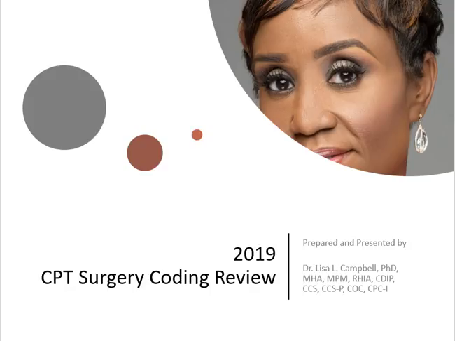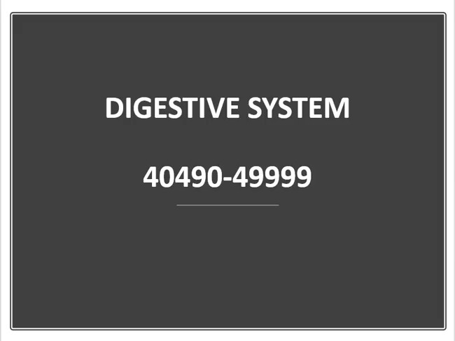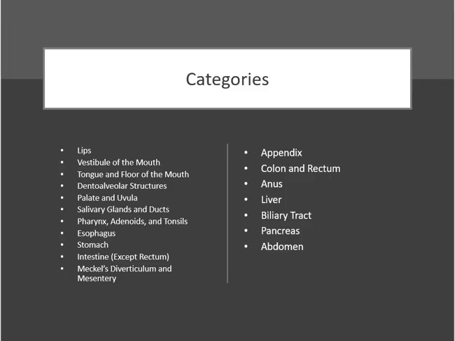Hi everyone, it's Dr. Campbell with a CPT surgery coding review, where today we're going to focus on the 40,000 series of our CPT code set, which begins on page 297. And here you will find the digestive system, codes 40490 through 49999.